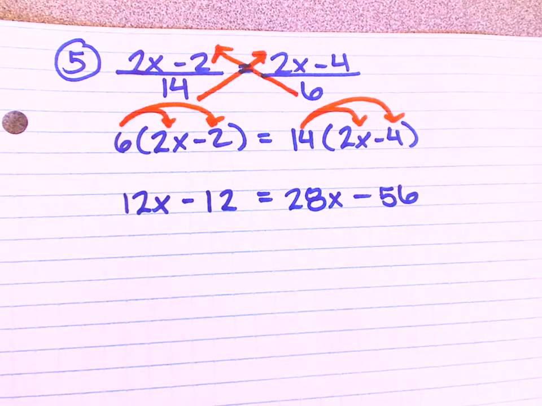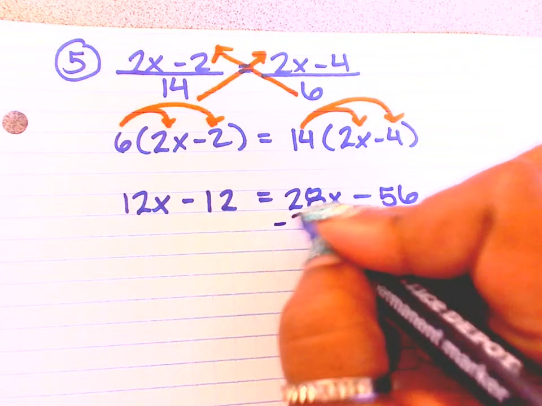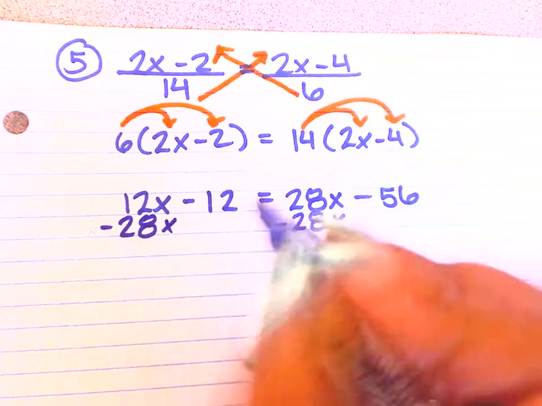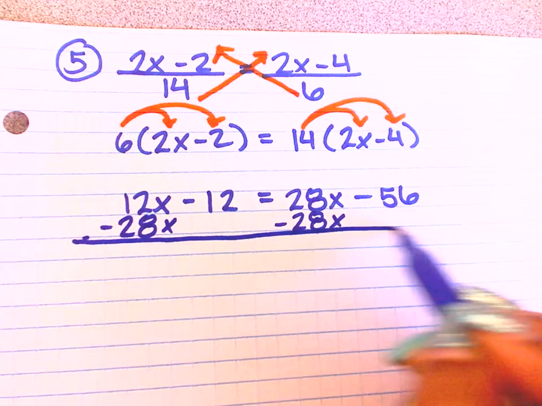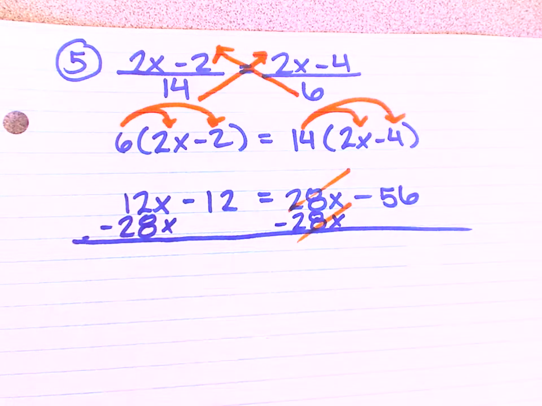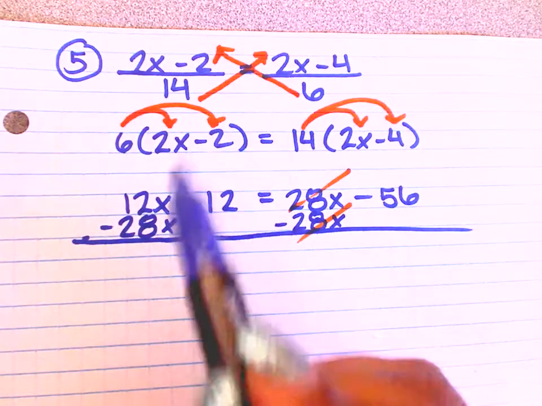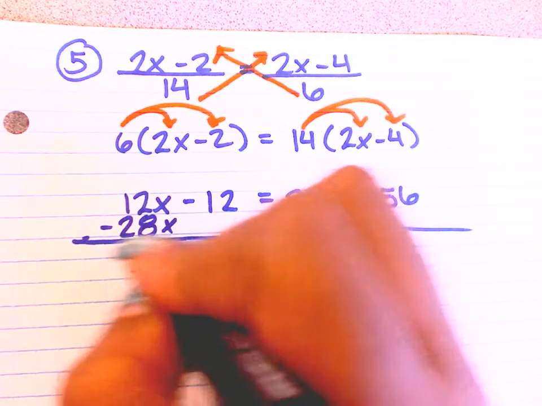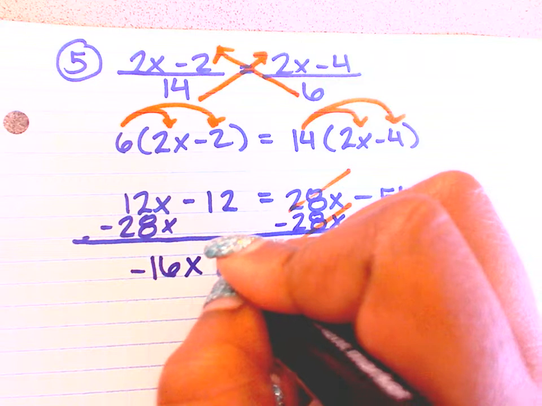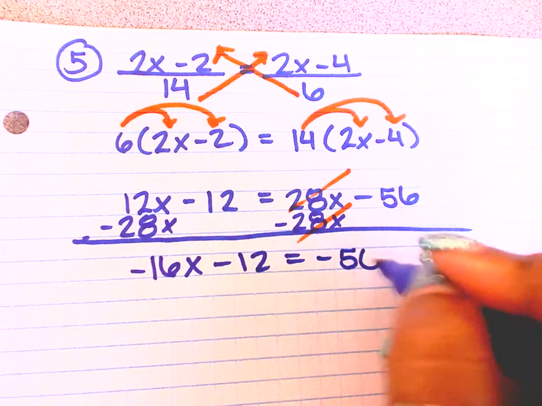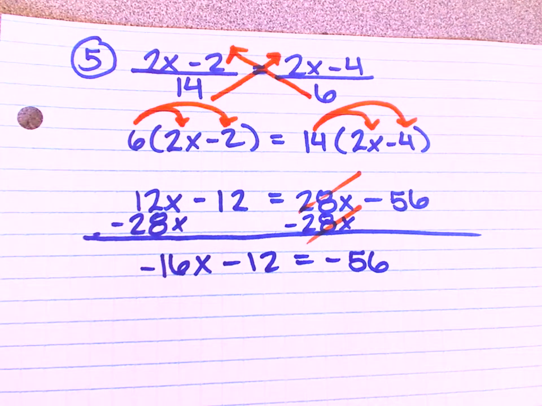Now I'm going to put all my variables on one side. We did this the other day. Subtract 28x from both sides. Notice how I put it one right under the other. So now my 28x's have canceled out. On this side, 12 minus 28x is negative 16x. Minus 12 is still there, equals minus 56, so negative 56.